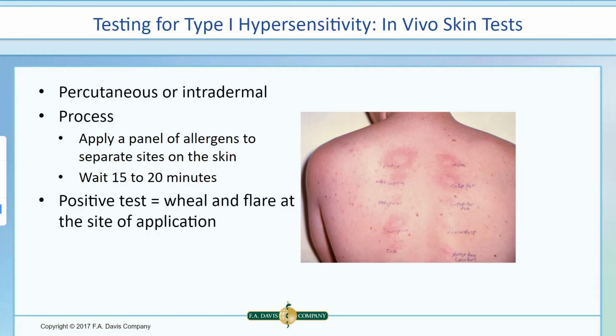How do you test for hypersensitivity of type 1? Percutaneous or intradermal, so you would stick a small portion of the allergen into the skin. You wait 15 to 20 minutes, and a positive test would be a wheal and flare at the site of application. Then those are also measured, so you don't just look for them, you're also going to measure them. The wheal would be this raised bump in the center, and the flare would be the outstretch of the redness around it.